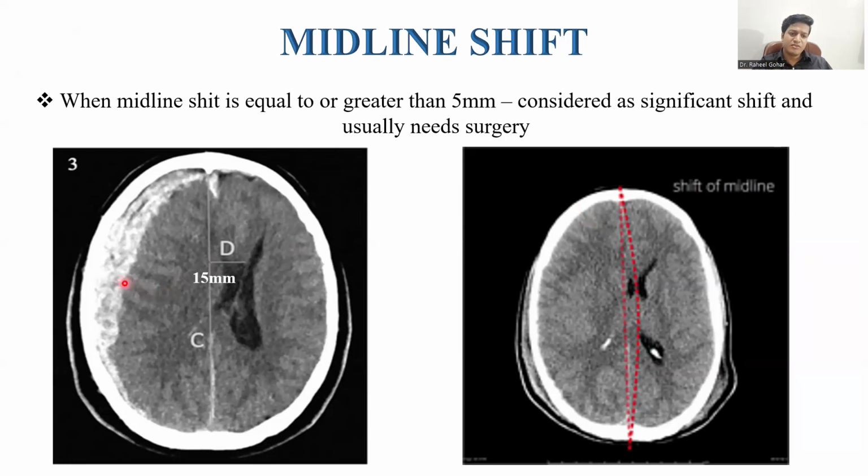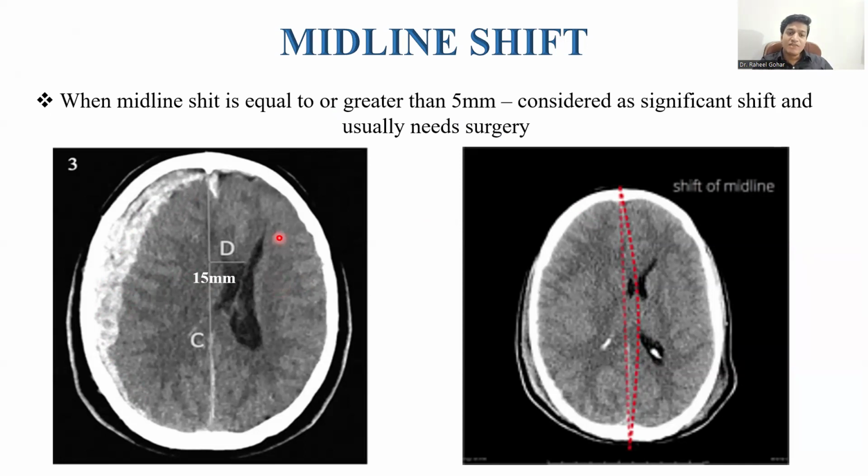So here you can see when there is a subdural hematoma, as you can see here, it is causing pressure on the right side of the brain. So what is it causing? It is causing the ventricles to shift to the left side. So this is known as the midline shift. The midline structures are shifting to one side because of the hematoma on the other side.